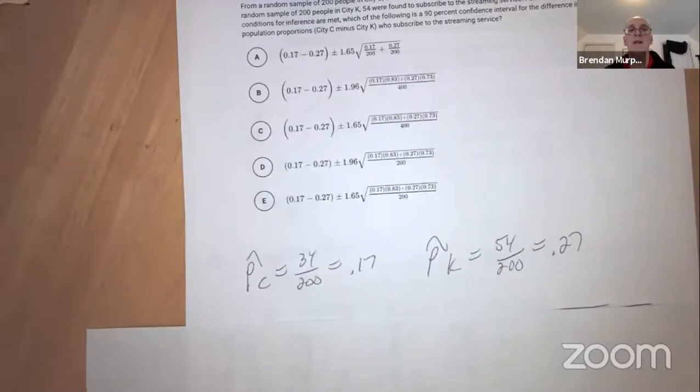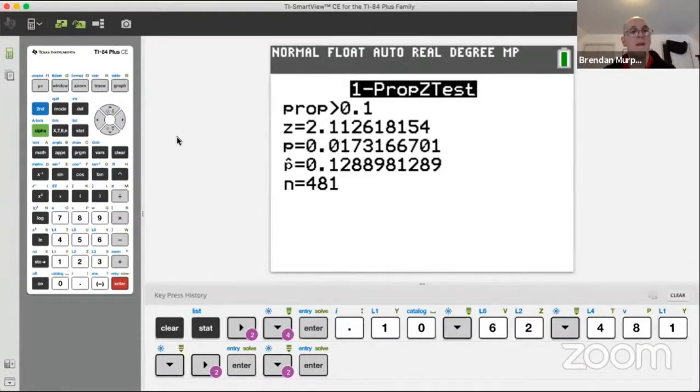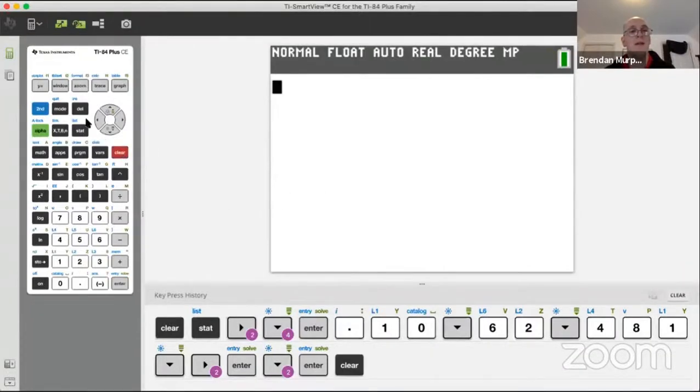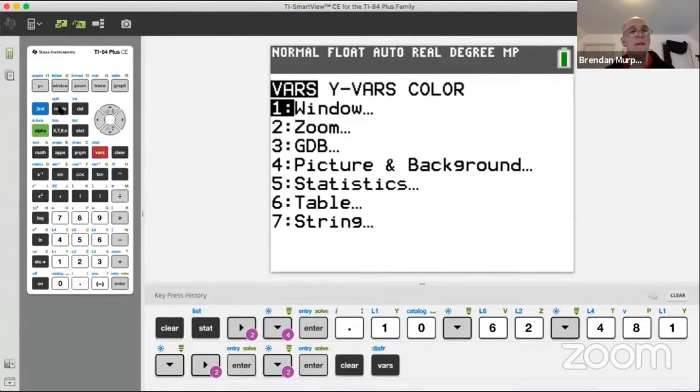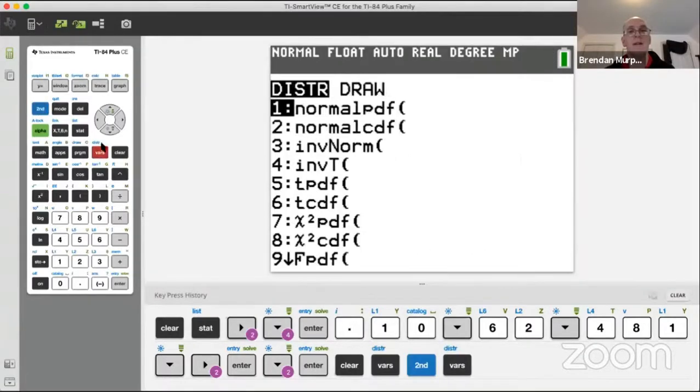They did tell me 90% confidence. So if I go to my calculator, I can probably get that critical Z value that I need. So let's clear this off. Bars, second bars, let's try that. Inverse norm.